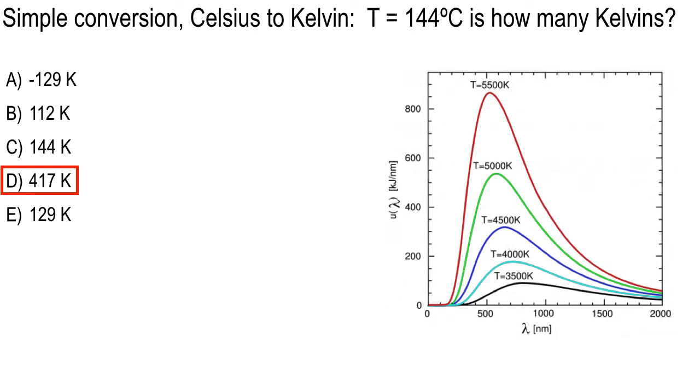So here's a little secret side note. Taking Dr. B's test, a lot of times you'll be able to figure out there's only one answer that's possible if you know that you have to add to the Celsius. The only thing that's bigger than 144 is 417. So that's the only possible answer. Okay, and there's your calculation.